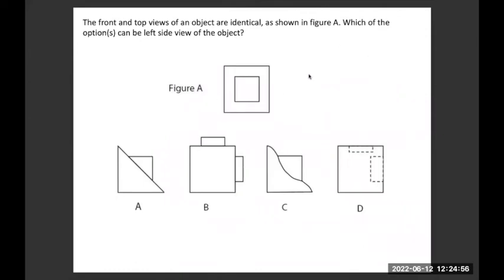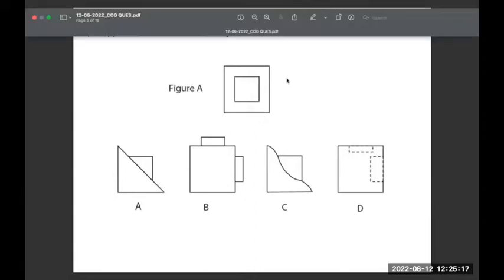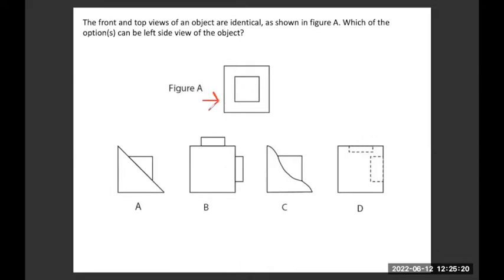So here you're given a figure which is also the front and the top view of an object. In the options, you're shown the left side of this 3D object. You have to find which is the correct left side. It can be one option, or two, or three, or even four options. Which is the correct left side of this particular 3D object?